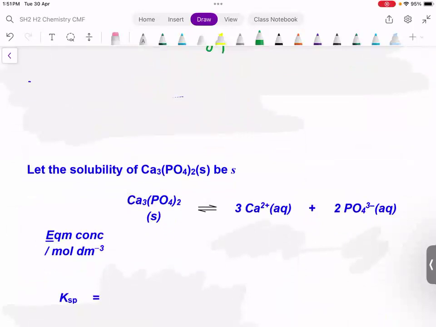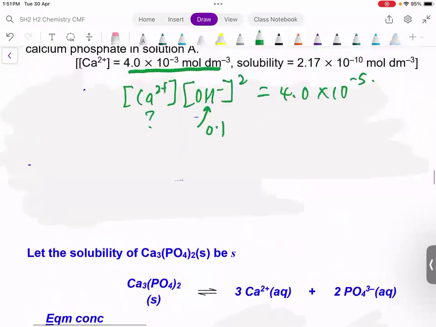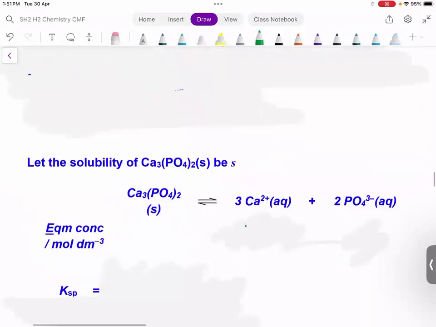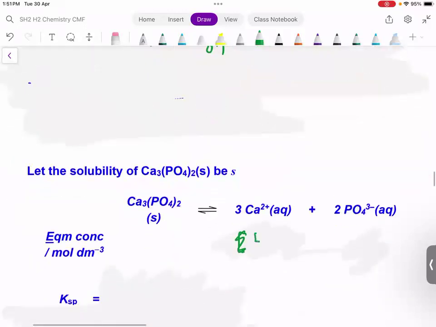How do we construct the ice table? Do you have the habit of constructing the ice table? So how do we substitute inside the ice table? Calcium 2 plus is already calculated from the above. So I know that my concentration of calcium 2 plus is equal to 4.0 times 10 minus 3. Do I need to multiply by 3 here? No need, because the concentration here is already the total. No need to consider the mole ratio.